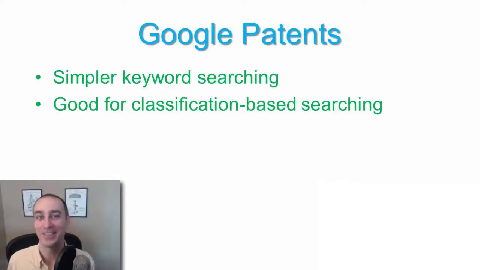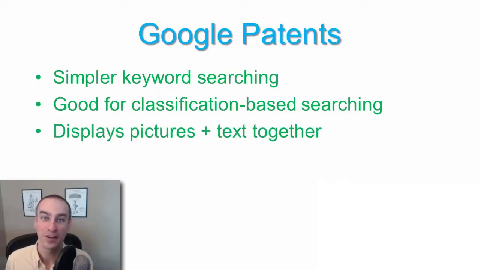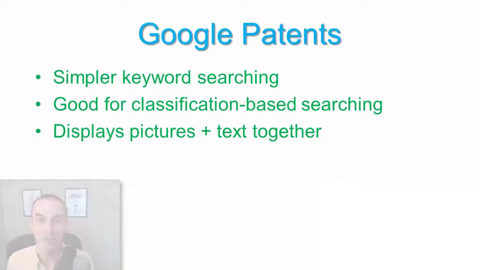Yet another reason, but probably the main reason why we like Google, is that it displays search results where you can look at both the text and the pictures at the same time. In other search tools, you have to click in to see pictures and then go back to looking at text. So it's less fatiguing, and endurance is an important part of getting a good search done. So let's have a look at how Google Patents works.